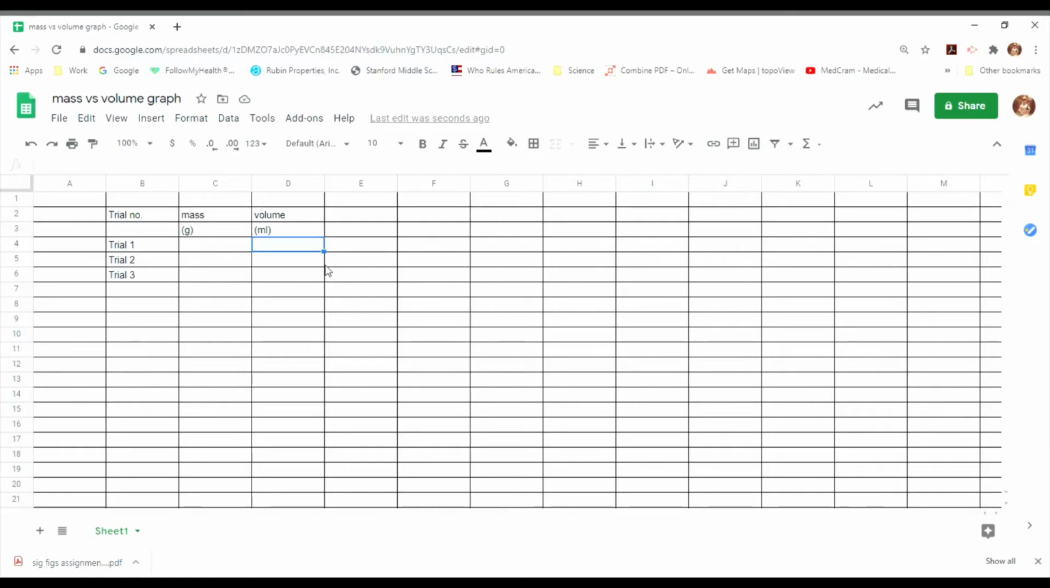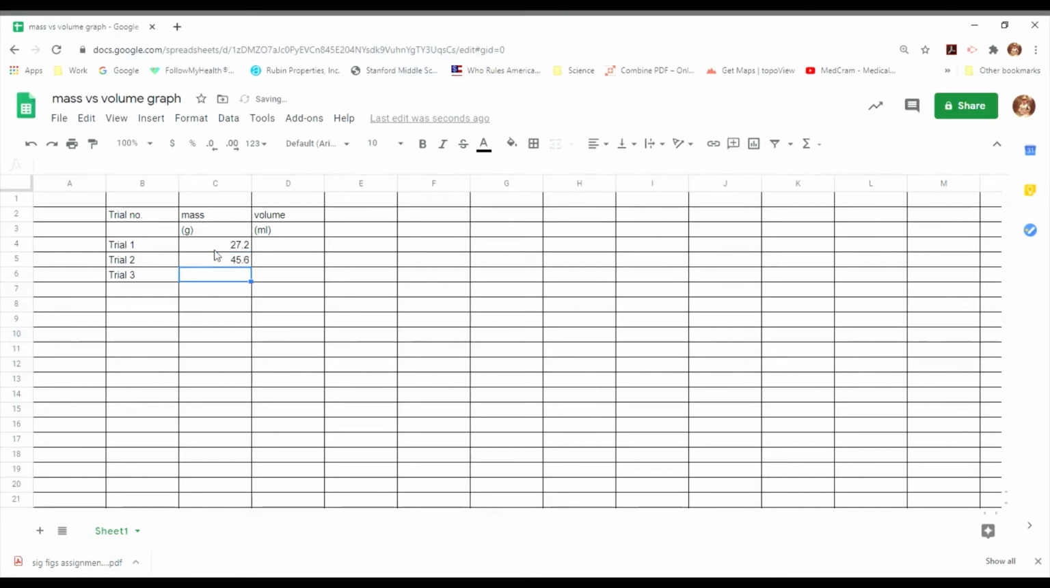Then I can go ahead and put in my data. And I'm going to use some sample data here. This is not the data from what you just did, the video you just did. So in my sample data, the mass for the first trial was, let's say, 27.2. In trial 2, the mass was 45.6.